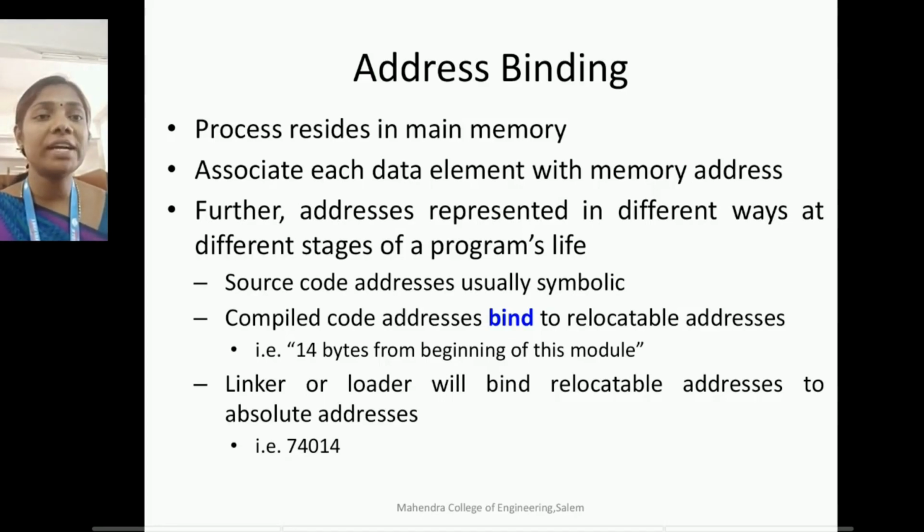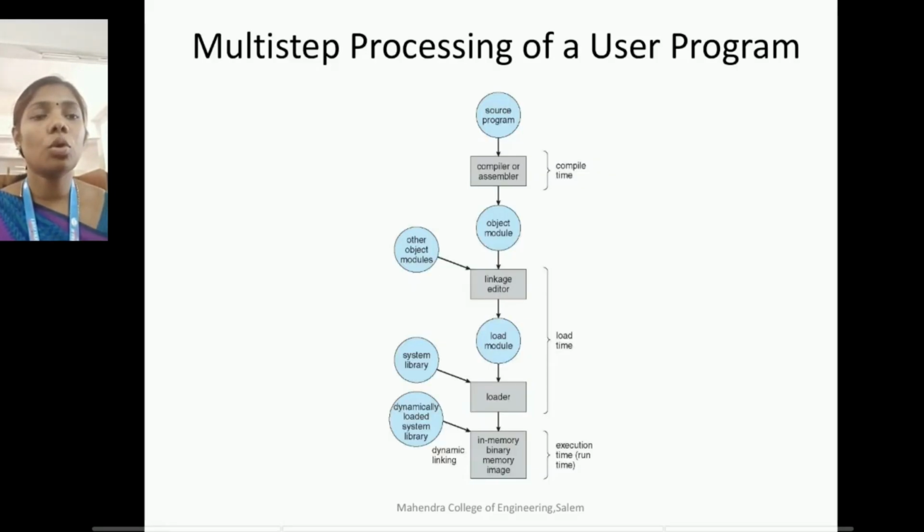So this address binding mechanism tries to map the physical address value to some logical address value. That is what is called binding. In binding, you can see there can be a source code.